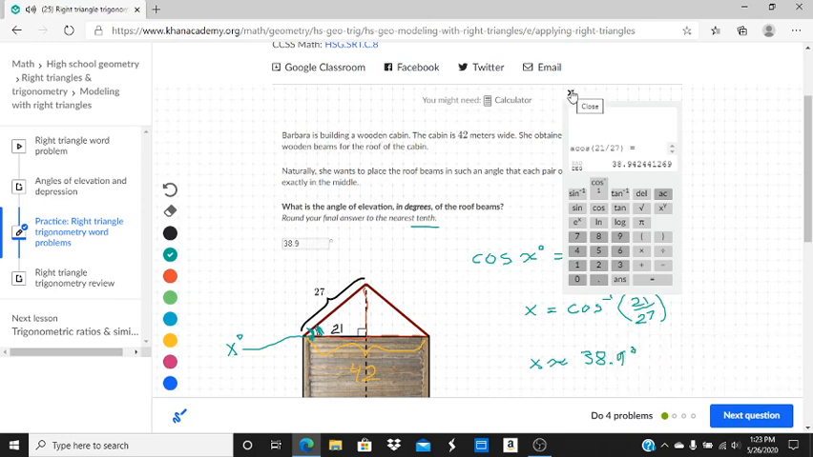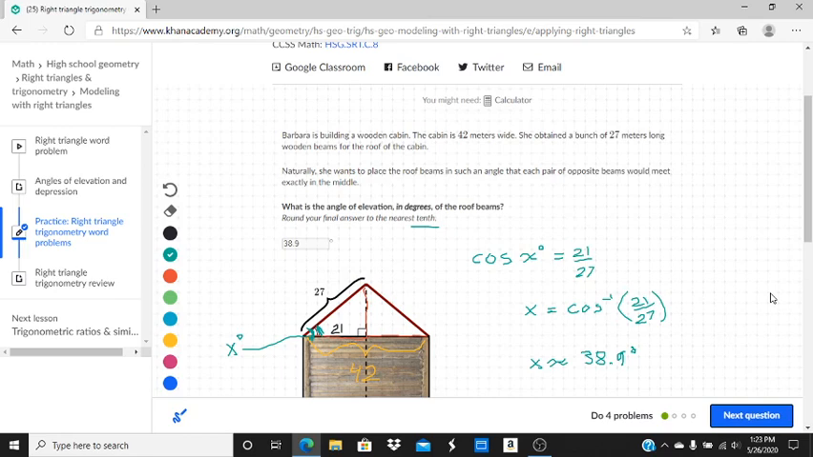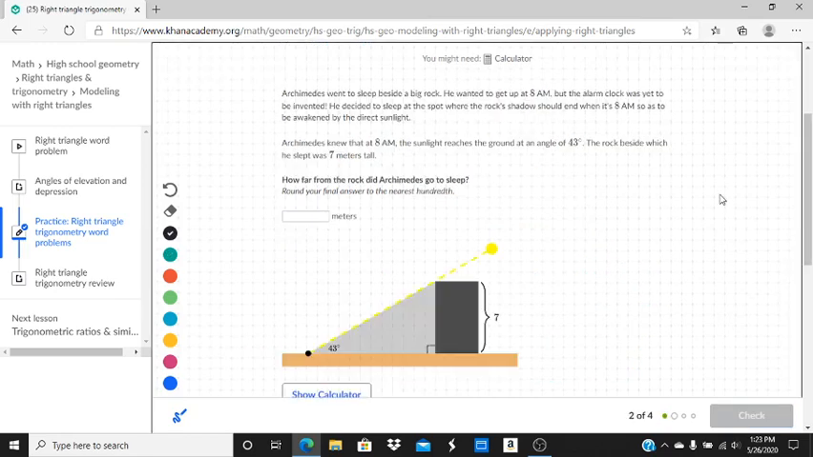Okay, let's take a look at a few others. Maybe one or two others. So Archimedes went to sleep beside a big rock. He wanted to get up at 8 a.m., but the alarm clock was yet to be invented. He decided to sleep at a spot where the rock shadow should end when it's 8 a.m. so as to be wakened by direct sunlight. Archimedes knew that at 8 a.m. the sunlight reaches the ground at an angle of 43 degrees. The rock beside which he slept was 7 meters tall. How far from the rock did Archimedes go to sleep?